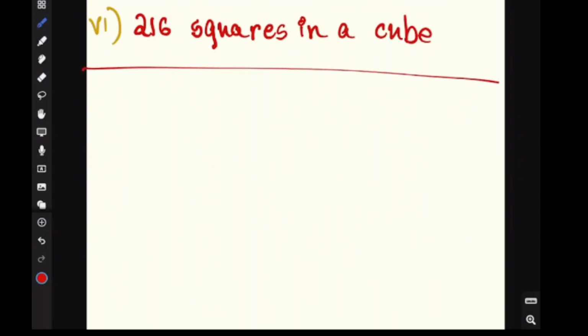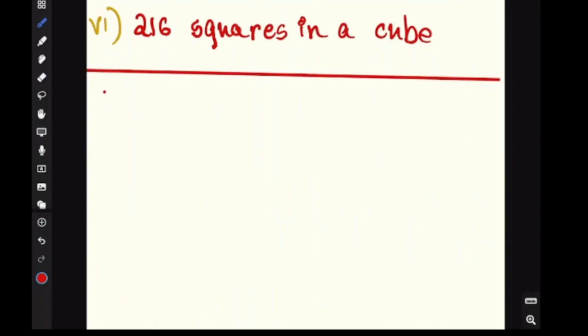Okay, second question. What is the second question? Why are 1, 3, 6, 10, 15 called triangular numbers? Why? So there are 3 parts. We'll first go for the first part. Why are 1, 3, 6, 10, 15 called triangular numbers?